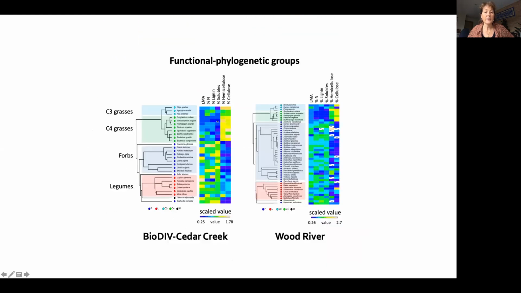And this is just showing, in the BioDiv experiment and Wood River, the different functional groups, which are themselves actually phylogenetic lineages. The C3 and C4 grasses are nested within the monocots, and the forbs and the legumes are nested within dicots in these experimental systems. And that's true for both BioDiv and Wood River. This is their vegetation chemistry or function: leaf mass per area, nitrogen, lignin, cell solubles, hemicellulose, and cellulose. And you can see big differences between the monocots and the dicots here, and between the functional groups.